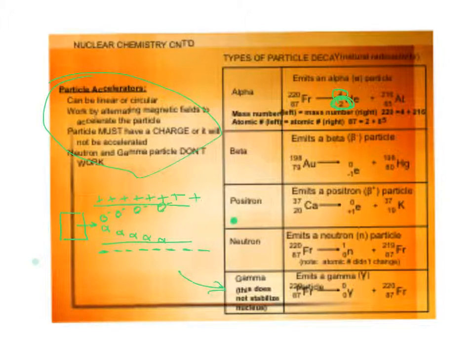Those are little B negatives. Okay? Negative charge is going to go towards the positive. If we have a gamma ray with no mass, no charge, those are going to go straight through. Okay? No mass, no charge. They're not deflected by particle accelerators. And that's why it says neutrons and gamma particles do not work in particle accelerators. You can't direct them where you want them to go because they have no mass and no charge.